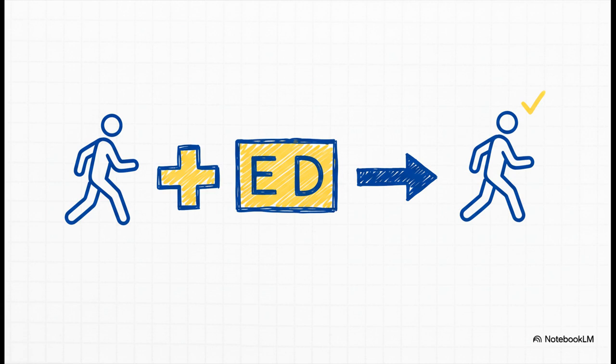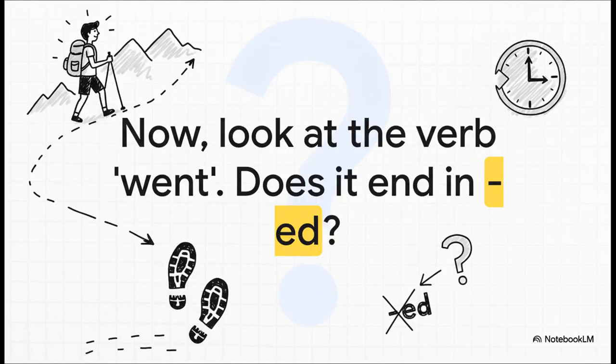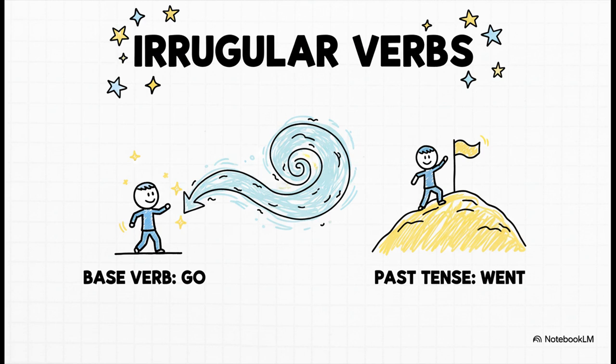Pretty simple, right? Okay, but what about the verb went, as in I went hiking? Does that verb end in ed? No, it doesn't. Went is actually the past of the verb go. Verbs like this one that have a totally special and unique form for the past, we call those irregular verbs.